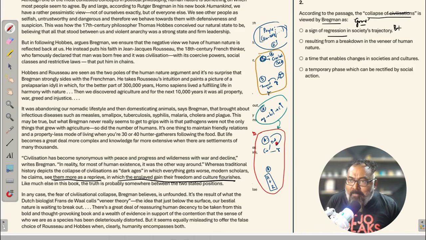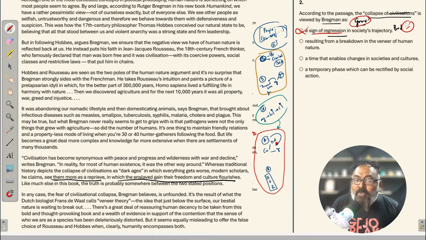A sign of regression, that is sounding bad. So we can just align with tone. I told you, the purpose is important. No, what is he saying? Civilization is bad. Collapse of civilization is going to do something good. No, they're saying that it's a sign of regression. That is bad. This is a gali. Resulting from a breakdown in veneer human nature. So first of all, this is the kind of thing that we have to learn, in terms of this kind of side tracking that is done. Side tracking is here. Okay.